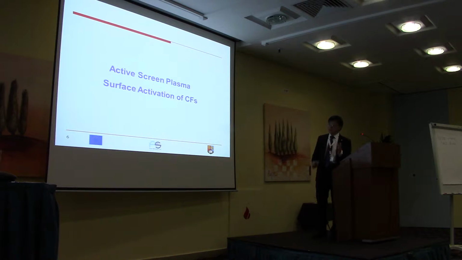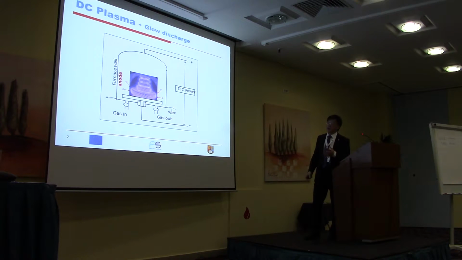The first one is active screen plasma surface activation of carbon fibers. We are all familiar with the DC plasma, which is widely used industrially to improve the performance of metals and alloys. For example, the RPAs are being treated in a DC plasma. However, this technology cannot be used to treat carbon fiber.